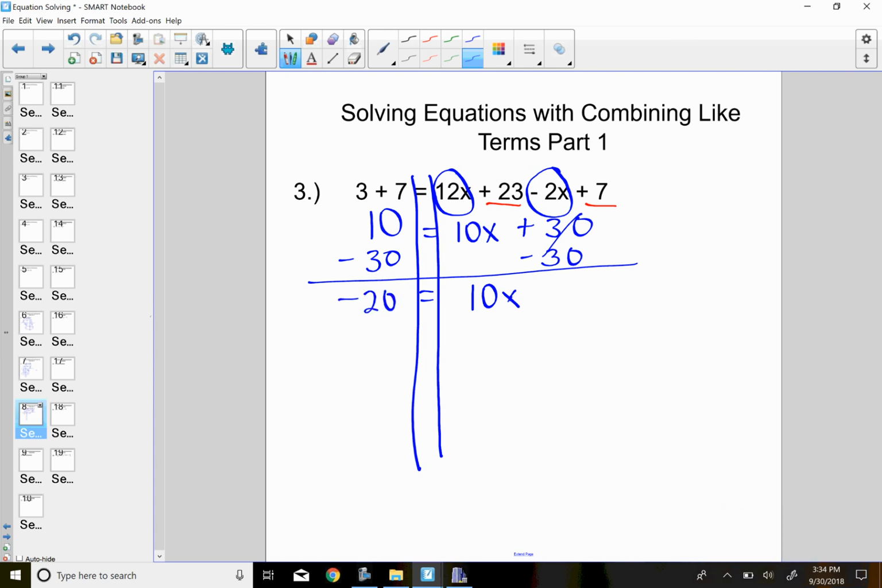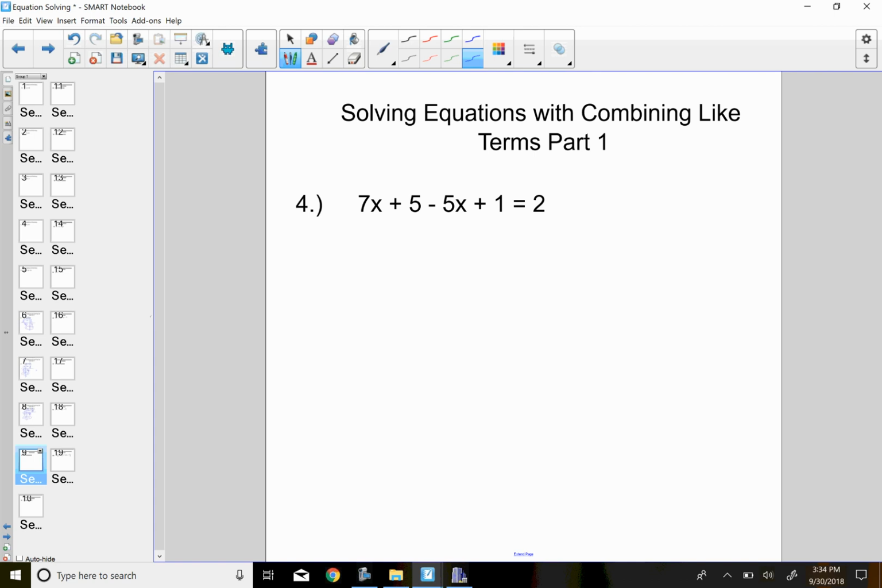So again, if I go back to the variable, how is this 10 attached? Between them, if I don't see the operation, it's multiplication, so I undo that with division. So that cancels to an x. Negative 20 divided by 10, x is negative 2. And if I wanted to check it, if I plug in negative 2 for x and plug in the right-hand side, it should equal 10, which is 3 plus 7.